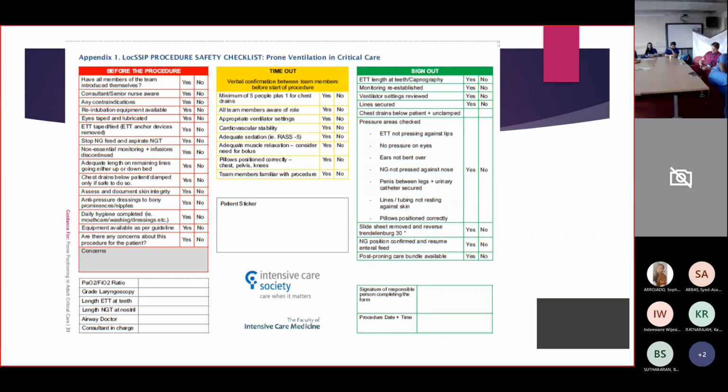NG feed aspirated? Non-essential monitoring and infusion discontinued, adequate length on the remaining lines going either up or down the bed rather than through the side. Chest drains below patient clamped only if it is safe to do so. Assess and document skin integrity, anti-pressure dressings, daily hygiene completed like mouth care, washing, equipment available as per guideline. Is there any concern about this procedure? So this is asked before the procedure.